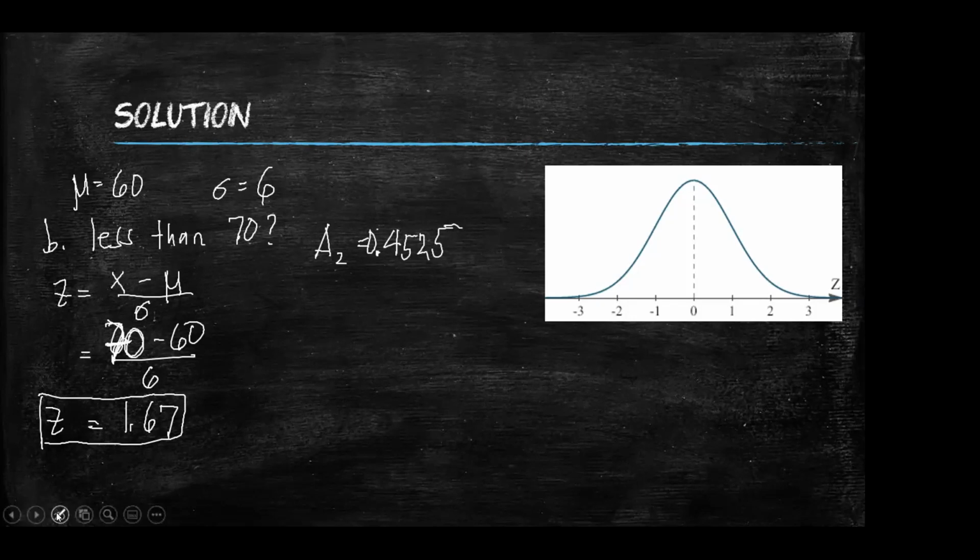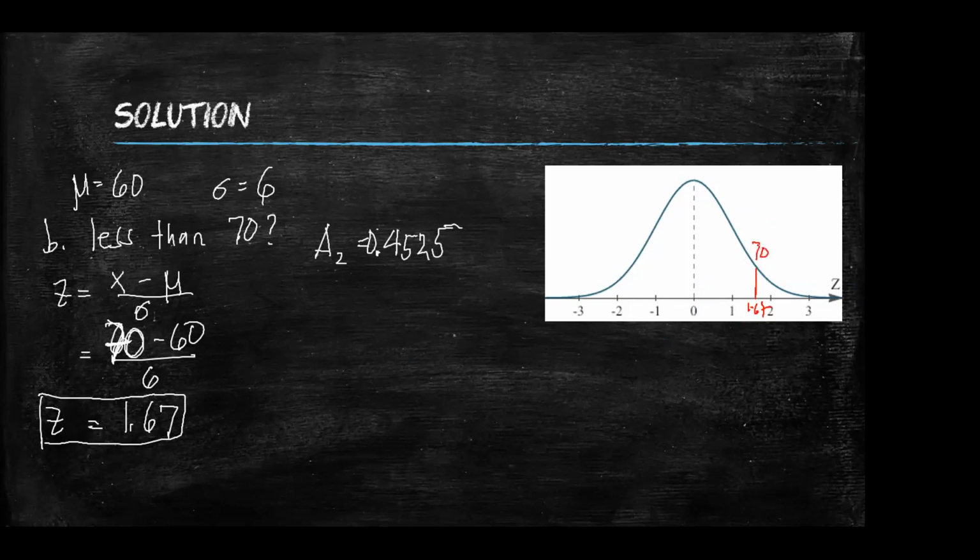Okay, ngayon class, i-drawing na natin siya sa z-score. I-drawing natin yung z-score sa normal curve. So, saan banda yung 1.67? So, let's assume na dito banda. Ngayon class, ito yung z-score na 1.67.